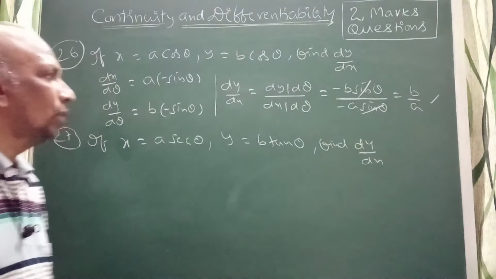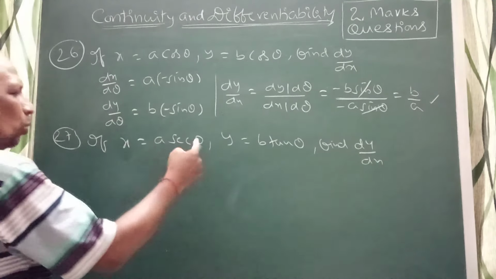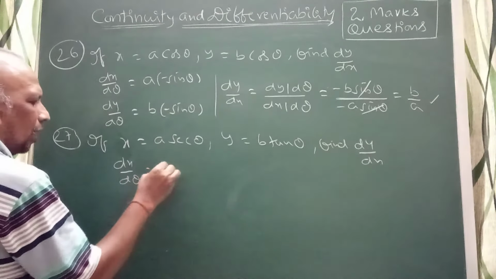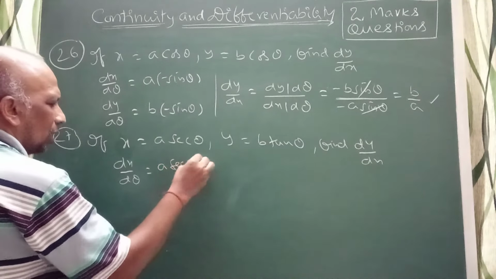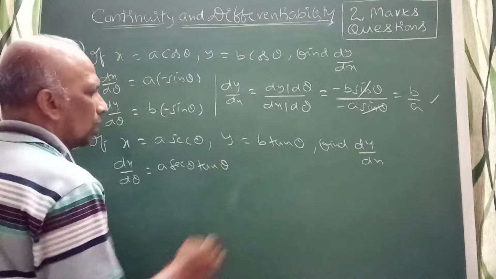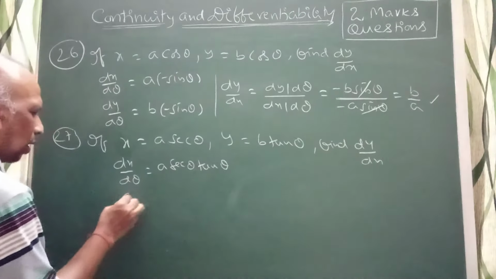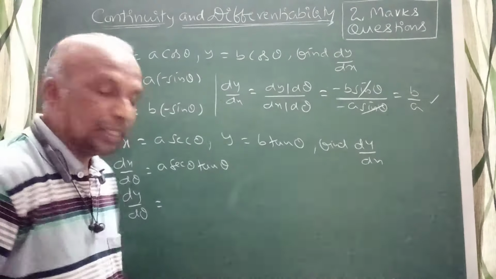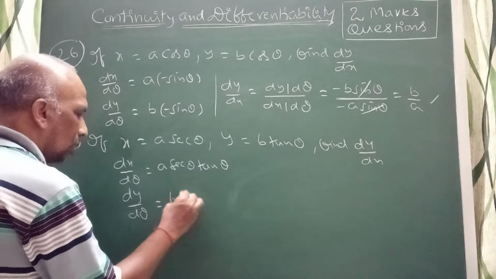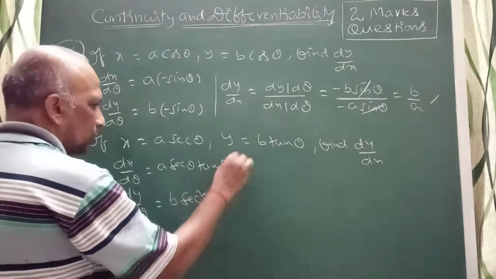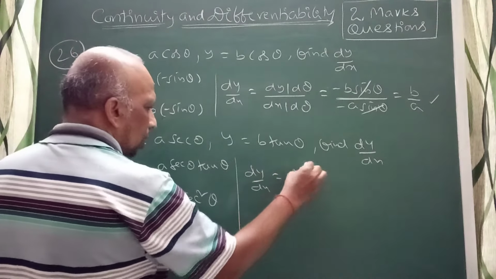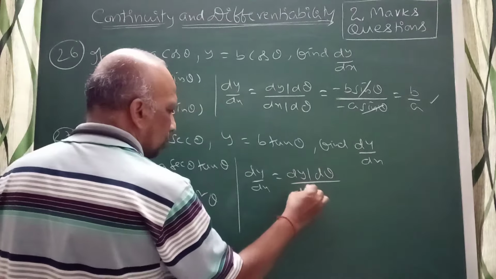Simple problem. Now coming to this, x equal to a secant theta, dx by d theta, a derivative of secant theta is secant theta tan theta. Y is equal to b tan theta, dy by d theta, b derivative of tan theta, secant square theta. Now dy by dx, dy by d theta by dx by d theta.